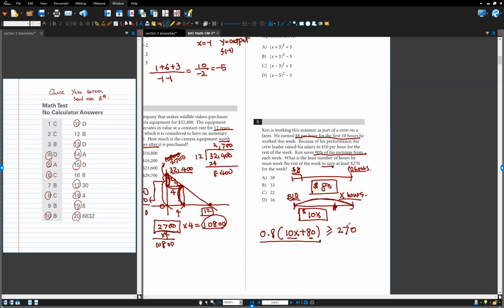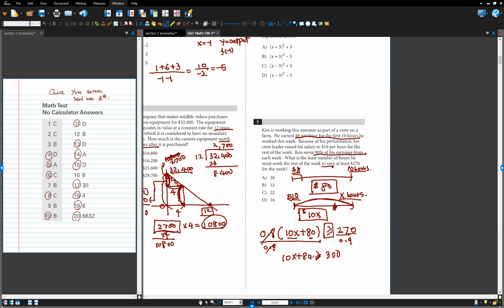How to solve this? First, you can divide it by 0.9. That is the better way. But this is a positive number, so the direction doesn't change. When you divide by a negative number or multiply by a negative number, the direction will be changed. Okay. So 10x plus 80 should be greater than or equal to what? 270 divided by 0.9 is 300, isn't it?